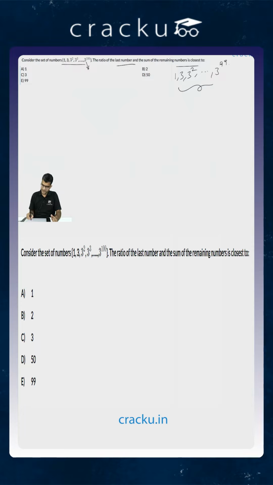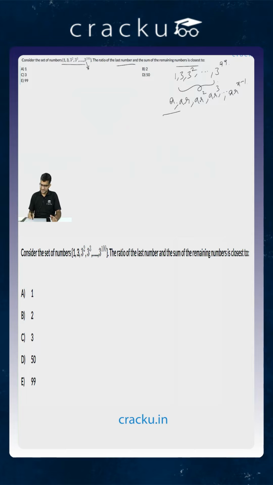This is clearly a geometric progression. In a geometric progression, the ratio between consecutive terms is a constant. For example, they will be of the form A, which is the first term, A into R, so the common ratio is R, A into R square, A into R cube, and so on. And say there are n terms, so the last term will be A into R to the power n minus 1.